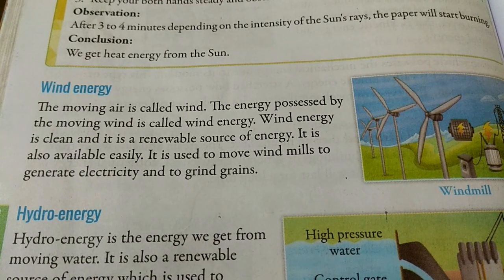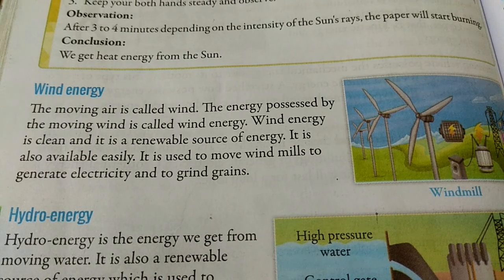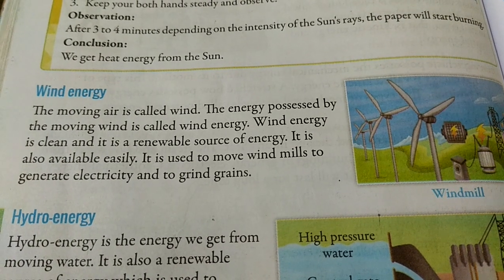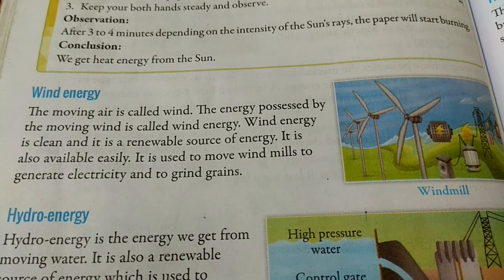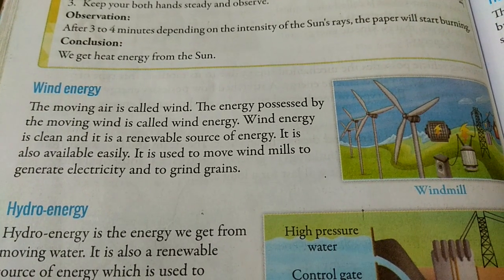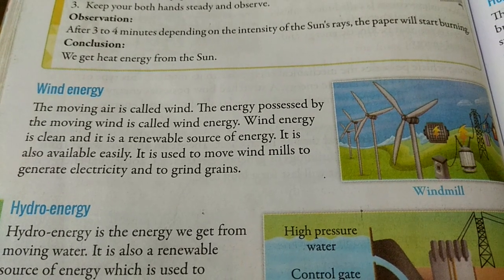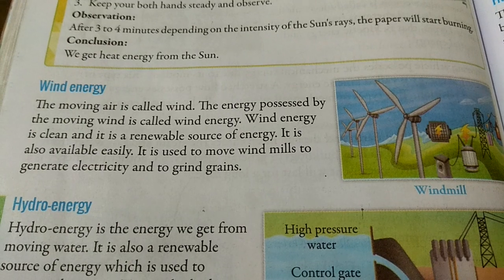Next comes the wind energy. The moving air is called wind, and the energy possessed by the moving wind is called wind energy. Wind energy can be used to generate electricity. When the blades of a wind turbine spin, they convert wind energy to electrical energy by means of a generator.